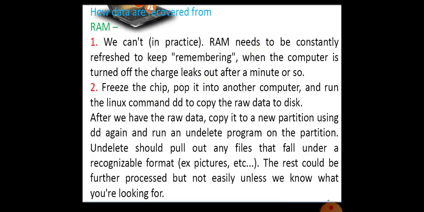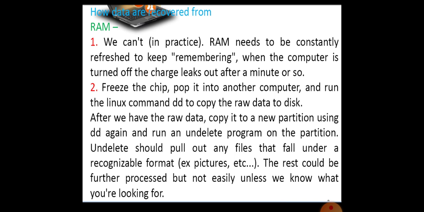How can the data be recovered from RAM? We can't. That is, in practice, we can't recover any data that we deleted from RAM. RAM needs to be constantly refreshed to keep remembering. When the computer is turned off, the charge leaks out after a minute or so.